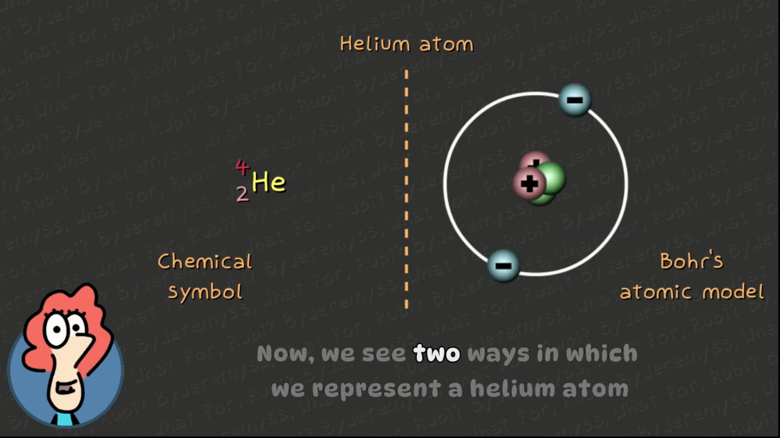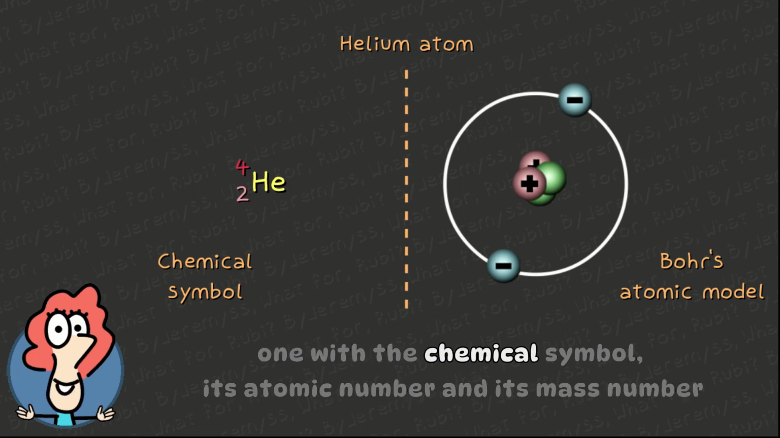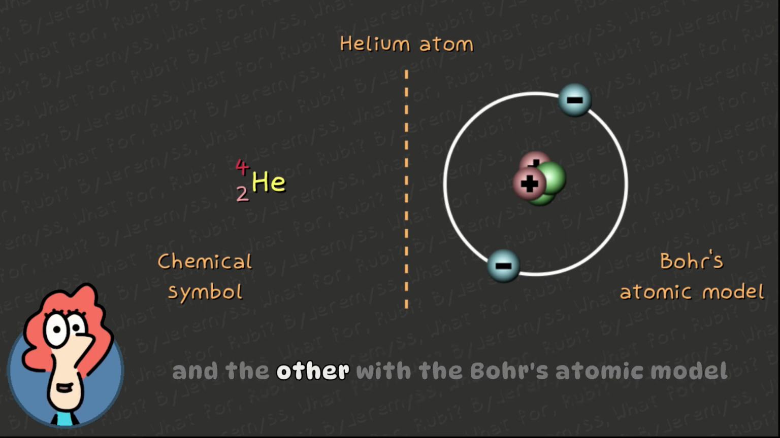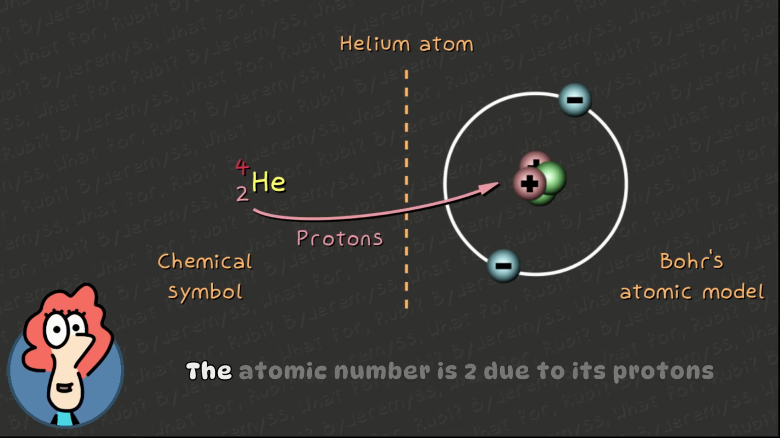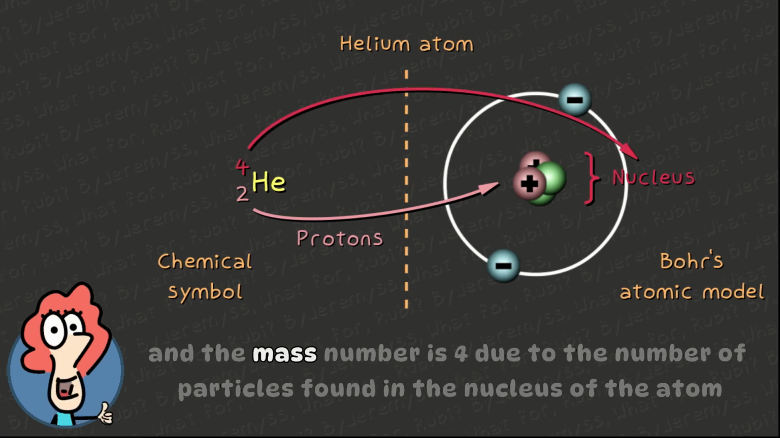Now we see two ways in which we represent a helium atom, one with the chemical symbol, its atomic number, and its mass number, and the other with Bohr's atomic model. The atomic number is 2, due to its protons, and the mass number is 4, due to the number of particles found in the nucleus of the atom.